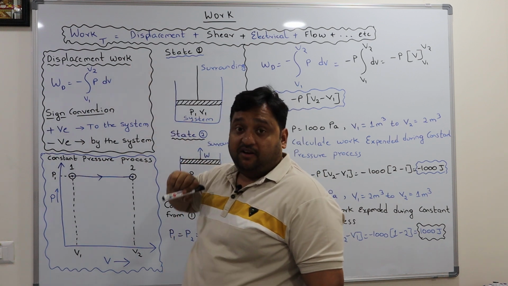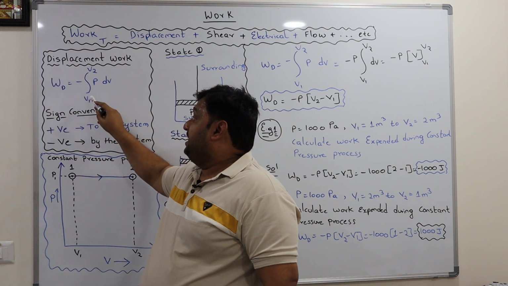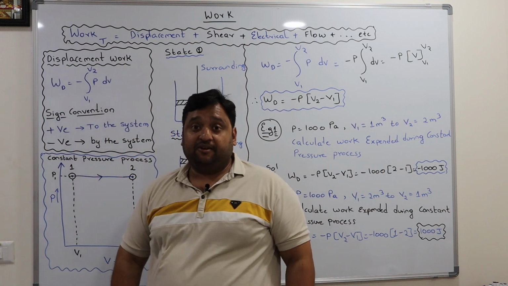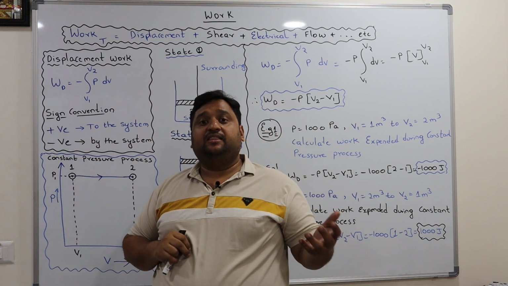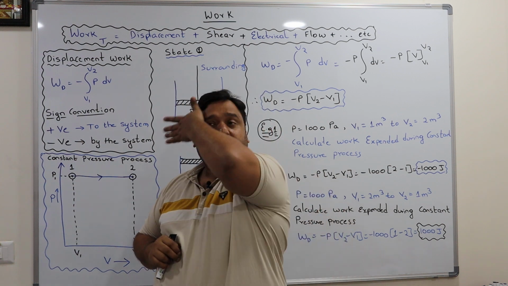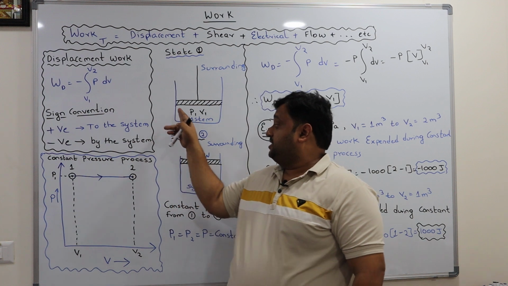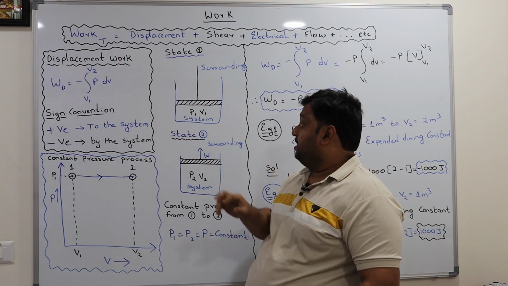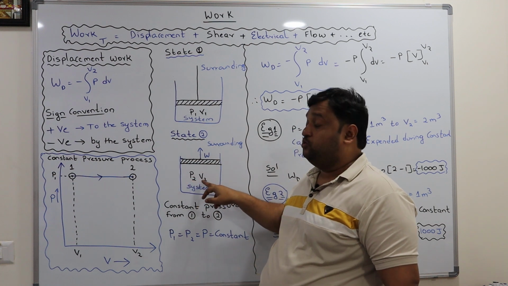So displacement work is referred to by the formula: displacement work is equal to minus integral V1 to V2 P dV. Okay, minus should be there. If you don't use minus, then you are not following the sign convention. So let us take a small example. There is a piston and cylinder assembly. The initial state is P1 V1, the final state is P2 V2.